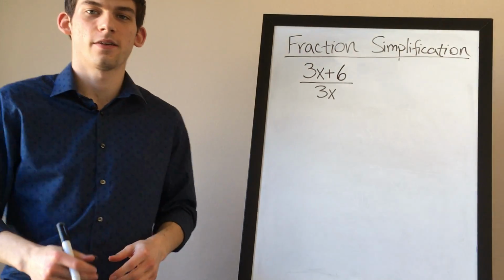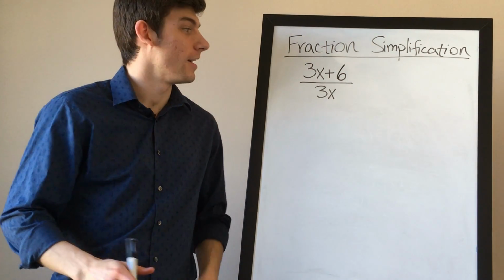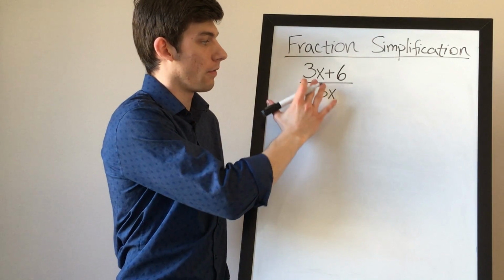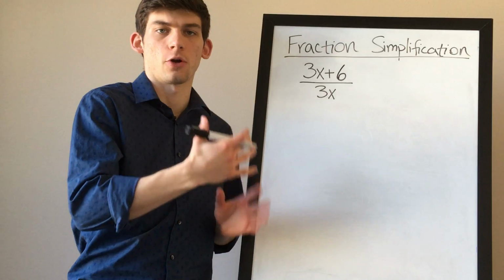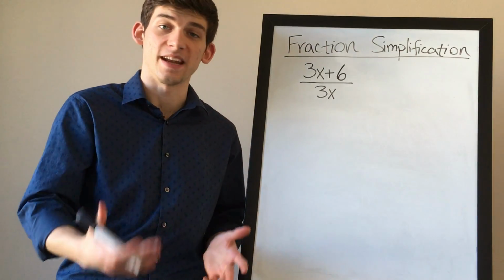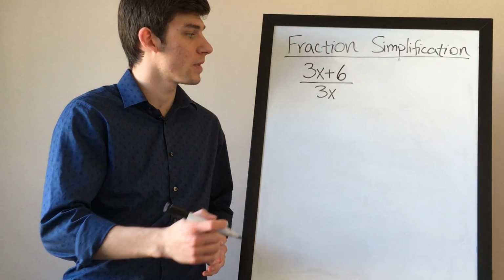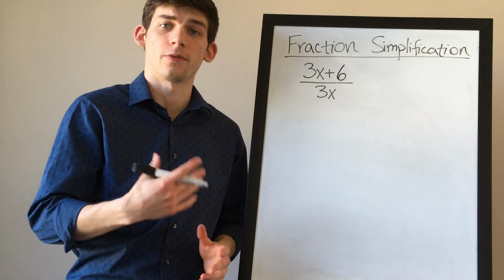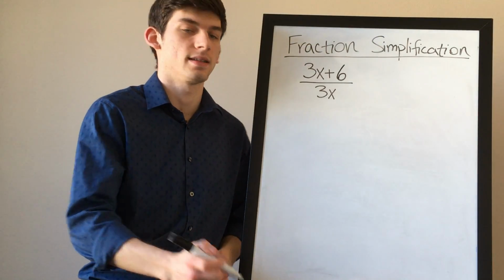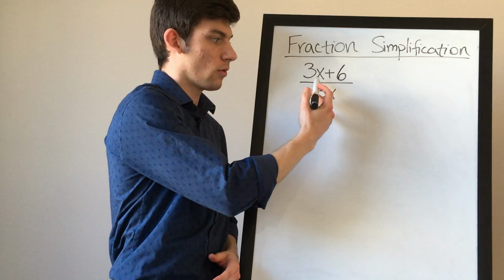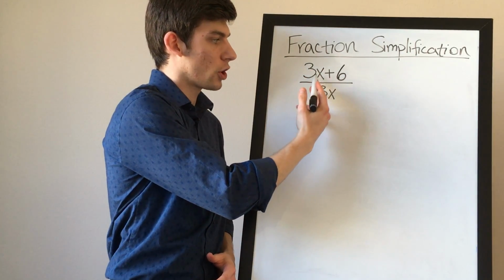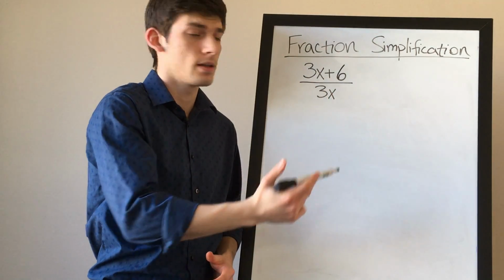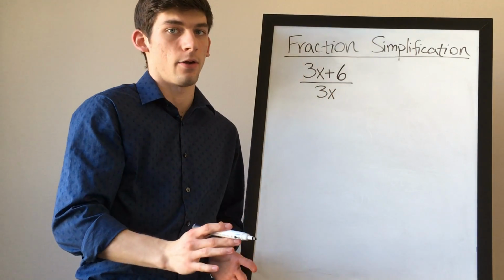All right, so let's cover some fraction simplification. Here we have an example of 3x plus 6 over 3x, and our job is to see if we can actually simplify this fraction in any meaningful way. There are basically two principles you need to know for fraction simplification. One is that if the numerator, or the denominator for that matter, but particularly if the numerator has terms separated by a plus or minus, you can't just divide stuff out simply.